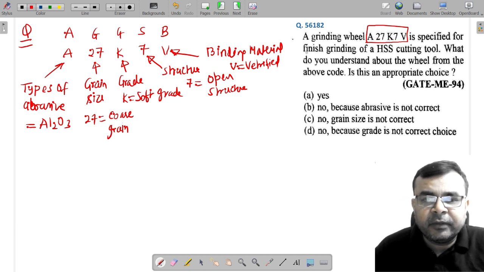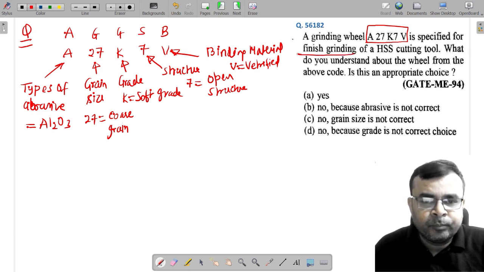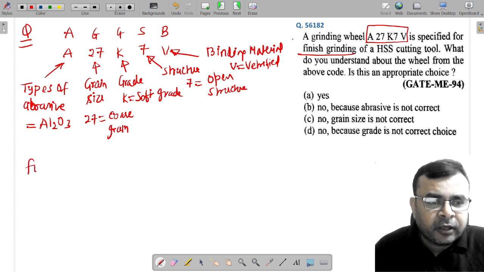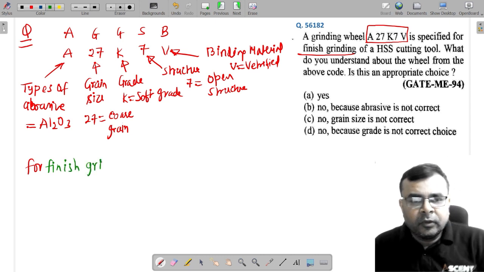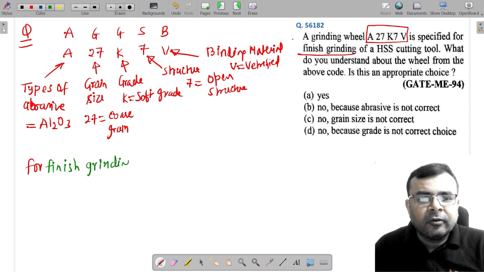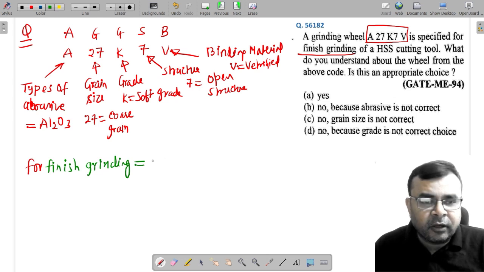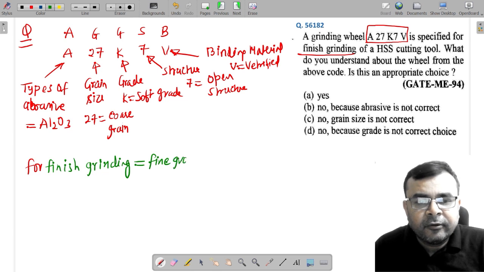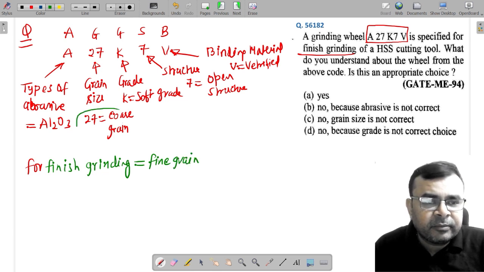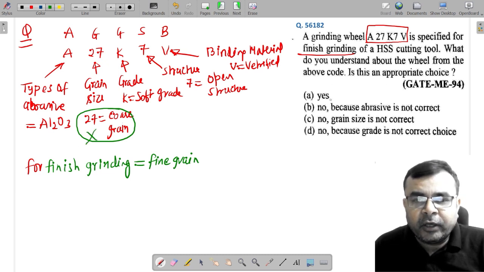So here we need to perform finish grinding. Remember, for finish grinding we always require fine grains, but in this case we have coarse grains, so this is not accepted. So according to this, is this an appropriate choice?